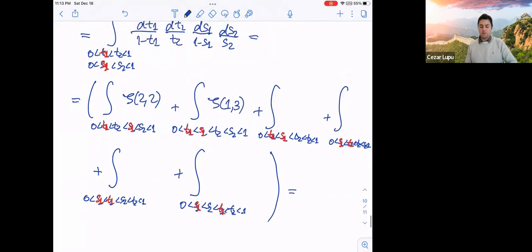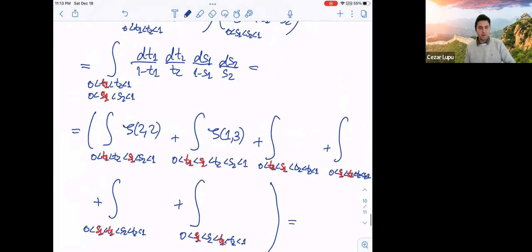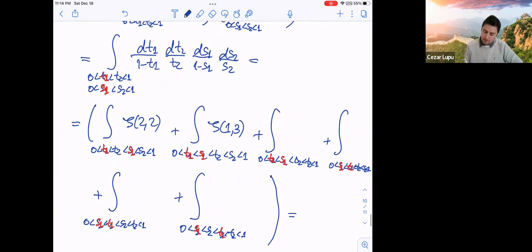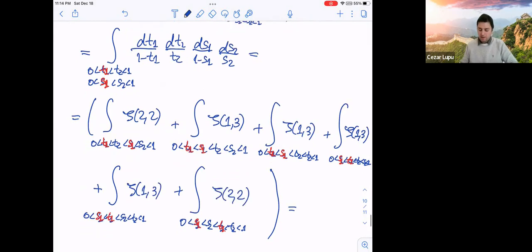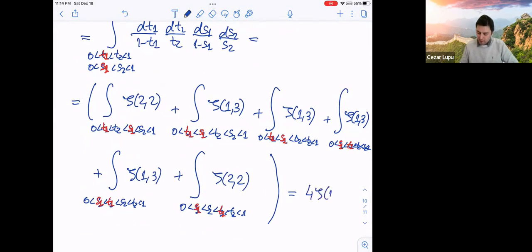And by the way, let me just specifically say, when we multiply their integral representations, we will obtain only double zeta values. So when we multiply two single zeta values, we obtain only double zeta values. Then the third integral again becomes zeta of 1, 3. Then here is zeta of 1, 3. Again, here is zeta of 1, 3. And here is zeta of 2, 2. So this will be nothing else than 4 zeta of 1, 3 plus 2 zeta of 2, 2.